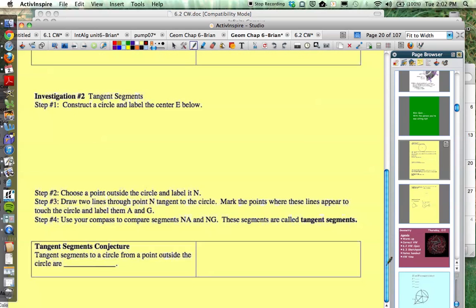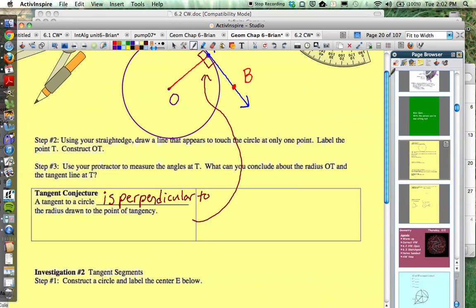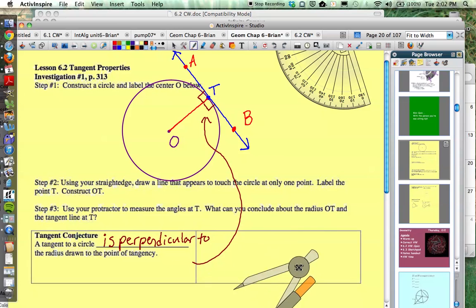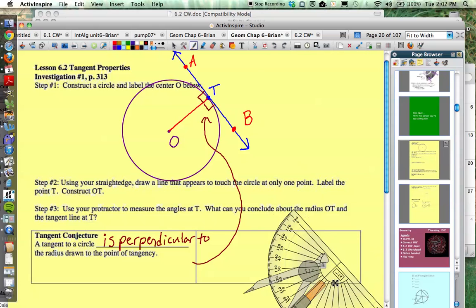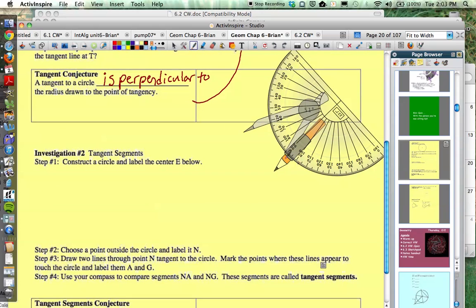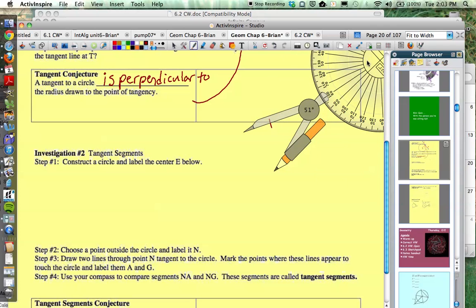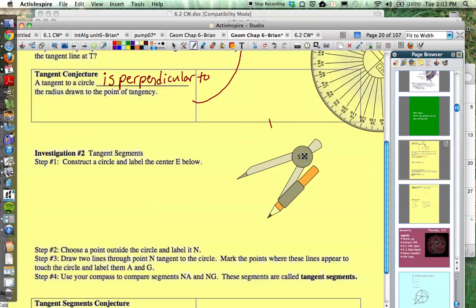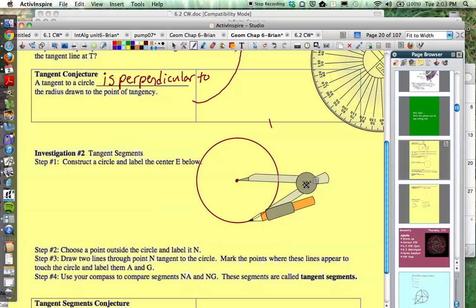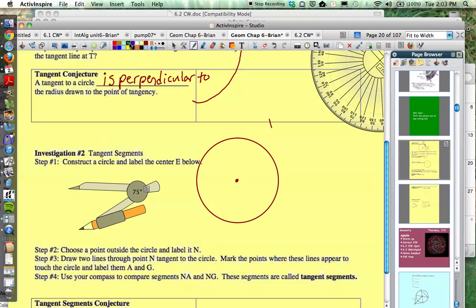Okay, investigation 2 is construct a circle again, and then we're going to label the center point E on this. So I'm just going to go back up and grab my compass and my protractor here. Bring those back down again. Bear with me here. Okay, we've got our compass. Again, I'm just going to make a center point first so we don't lose where that center is going to be. And then we will make our circle. Center point is at E. So we'll call it E.